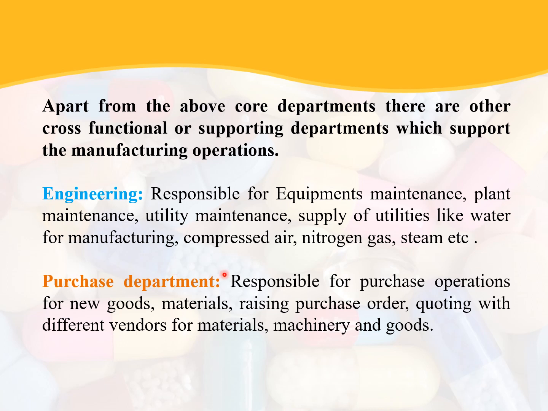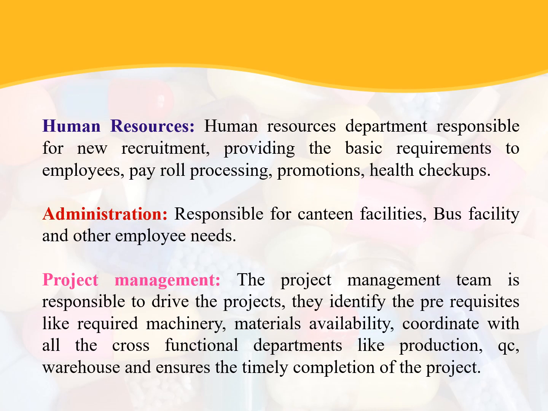Next, purchase department. Purchase department will be responsible for the purchase operations of new goods and materials, raising the purchase order, and quoting with different vendors for materials, machinery and goods. Human resource department. HR department is responsible for new recruitments, providing the basic requirements to the employees, payroll processing, promotions, health checkups.